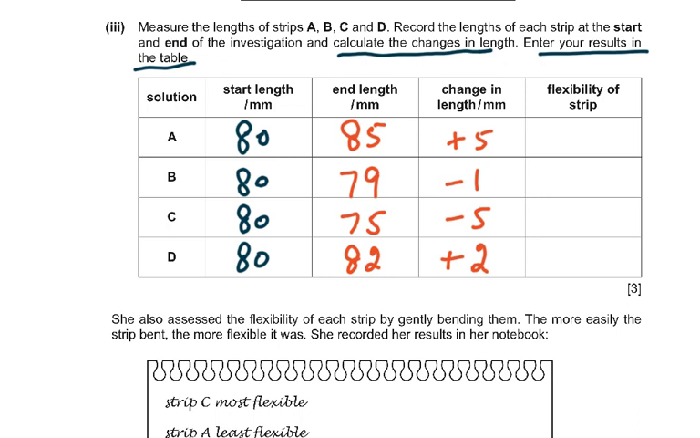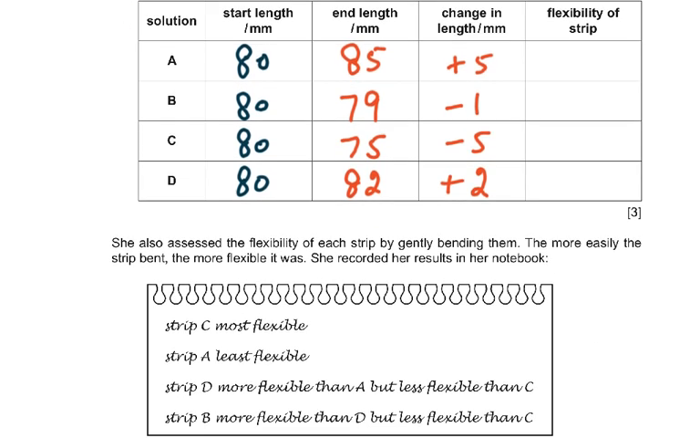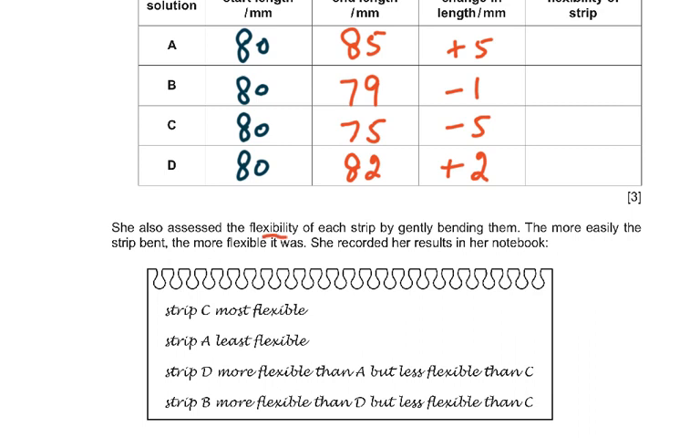But A went up to 85, so that's a plus 5 change in length, and then 80 to 79, so that's a minus 1. Then 80 to 75 is a minus 5, and then 80 to 82 is a plus 2. Then the flexibility of the strip we didn't know because we hadn't done this practical, so we just looked at the question. It says she also assessed the flexibility of each strip by gently bending them. The more easily the strip bent, the more flexible it was. She recorded the results in a notebook.